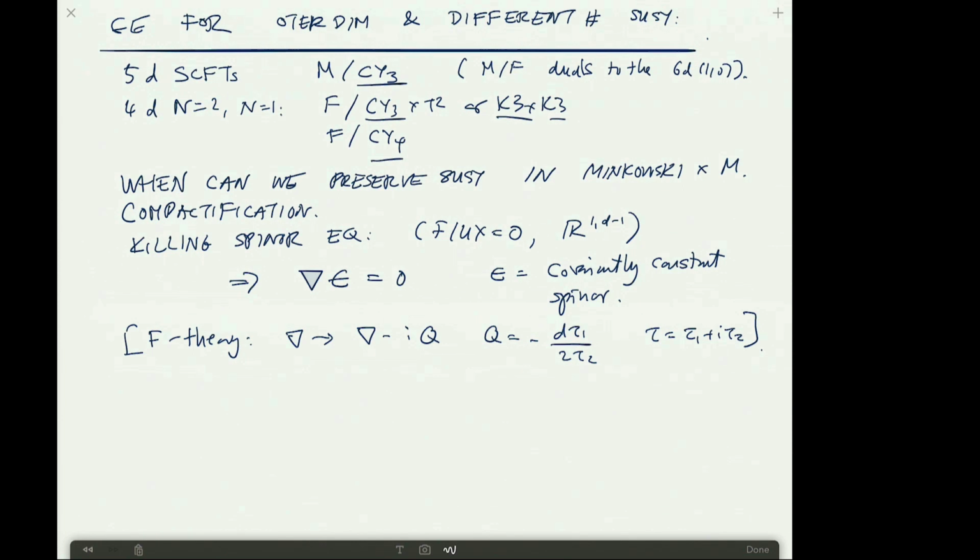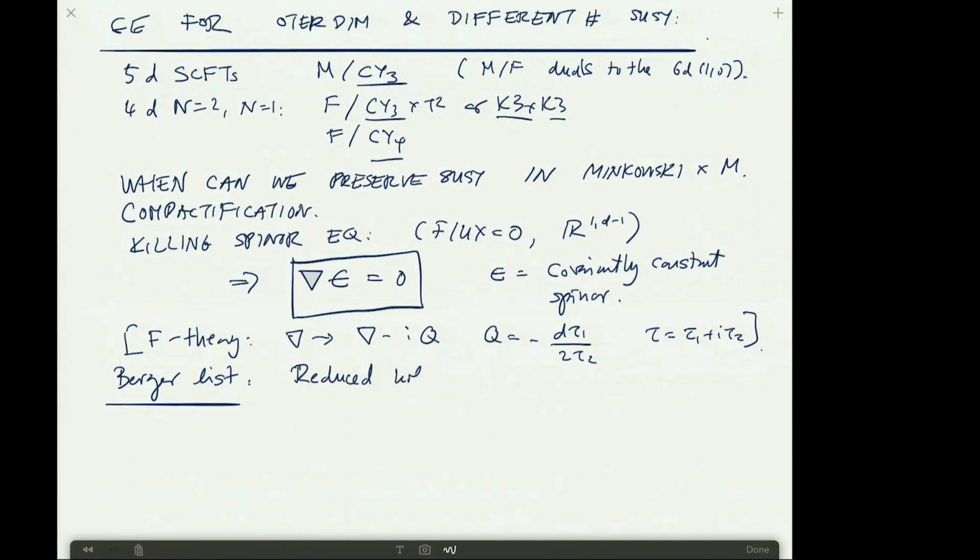And so, of course, in mathematics, spaces where you have such covariantly constant spinors are given in terms of a basic well-established list. This is this very famous Berger list of geometries. And essentially, the key to finding such covariantly constant spinor geometries is that you have to have a reduced holonomy. And why is this? Well, let's look at a very specific example.